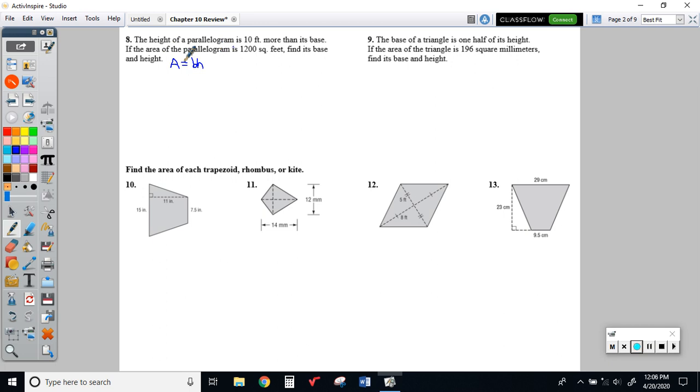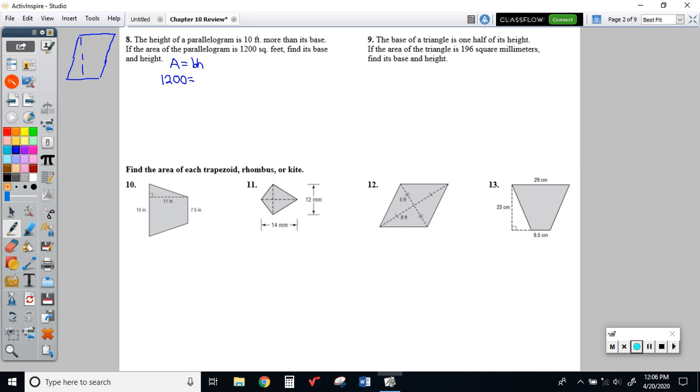So if you've got the area is 1,200, replace A with 1,200. And the height of a parallelogram is 10 feet more than its base. So if I drew a little sketch of just a run-of-the-mill parallelogram where this would fit, this wouldn't be the best sketch. Let me adjust that a little bit. So the height is actually more than the base by 10 feet.